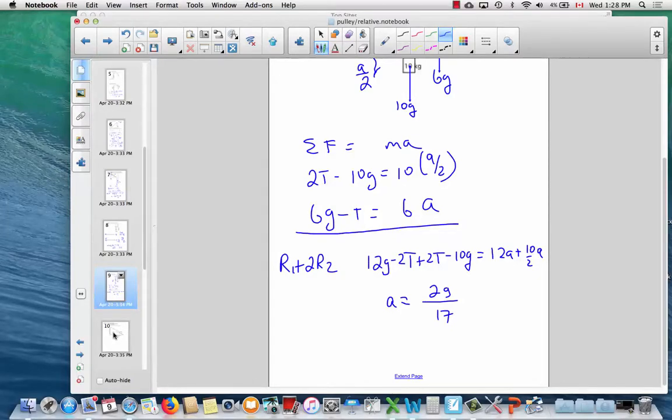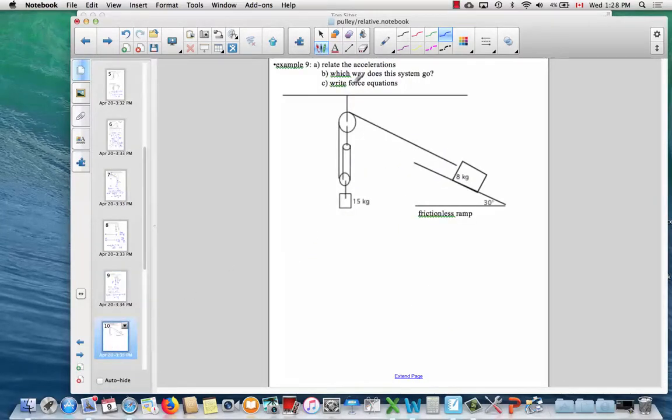Here's a task for you now. Pause the video and do three things. First of all, relate the accelerations between these two masses. If this one's accelerating at rate a, what's the acceleration of this mass? You can use the string ratio technique. Then figure out which way it's going to go. So if you held this mass at rest, what would be happening to this one? Finally, write force equations and show that the acceleration is 3g over 29, where g doesn't mean gram, of course, it means 9.81 newtons per kilogram. So pause the video, give this one a try, and then watch my sketch solution that will follow.